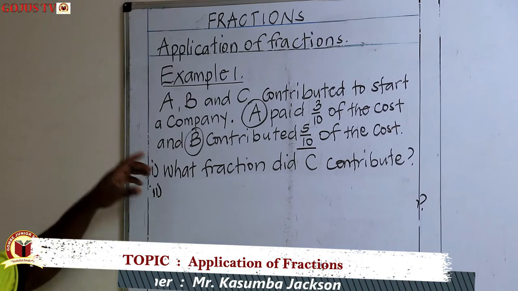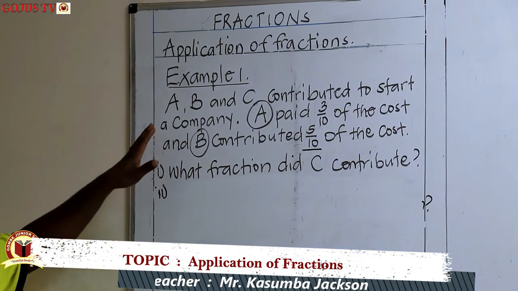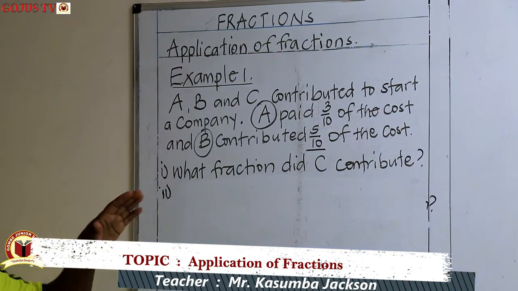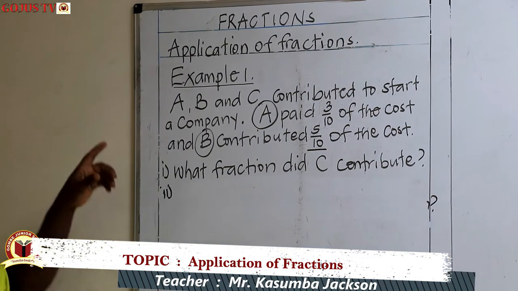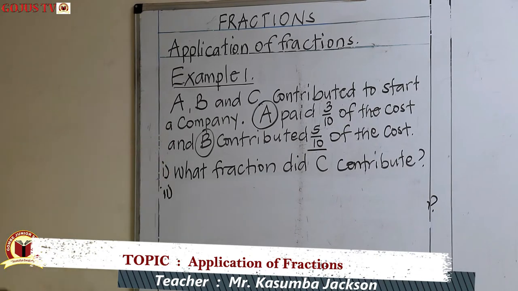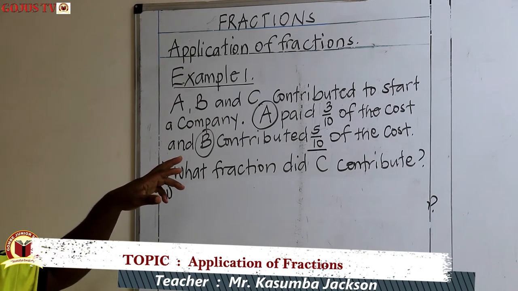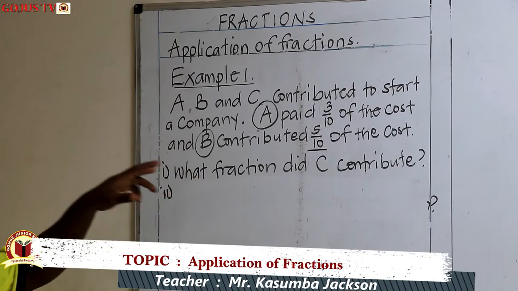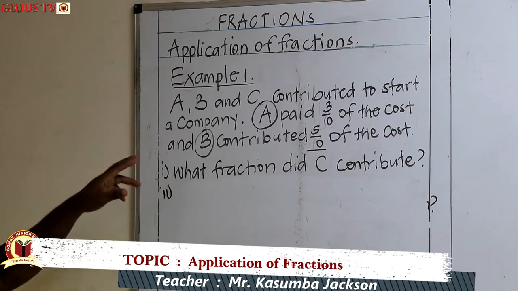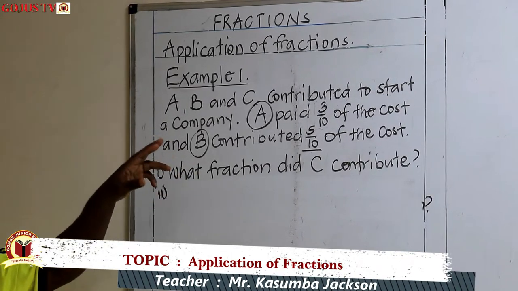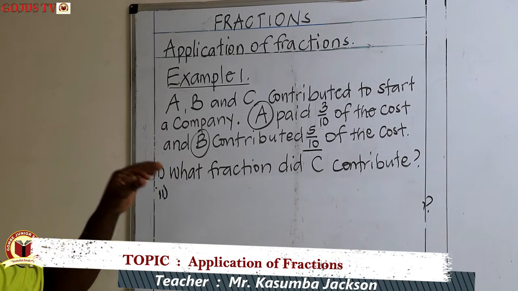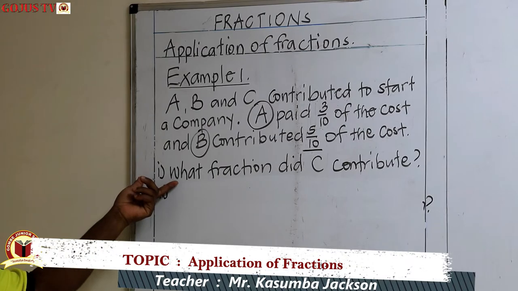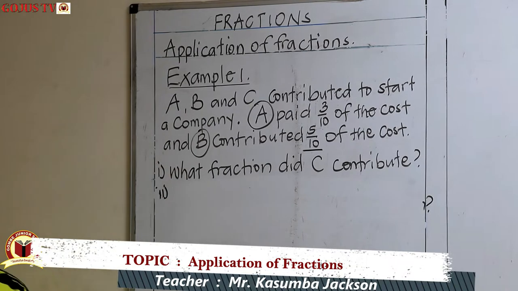Today, in our first example, we are going to look at A, B, and C as contributors to a particular company. They wanted to start a company. So the question goes, A, B, and C contributed to start a company. A paid, in terms of fraction, 3 out of 10 of the cost, and B contributed 5 out of 10 of the cost. Then C's contribution was not given to us. Our first question is, what fraction did C contribute?